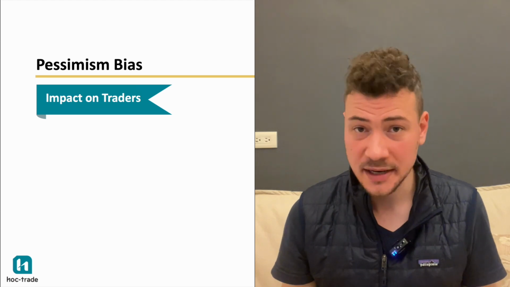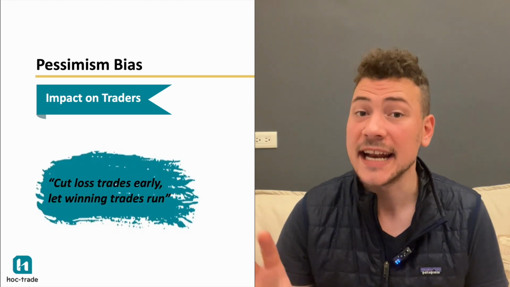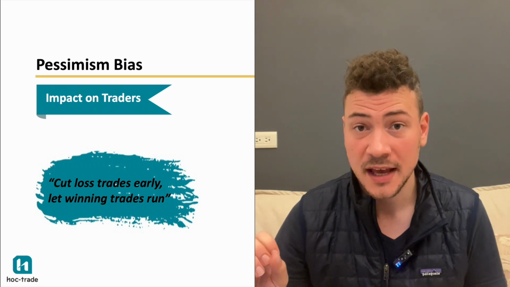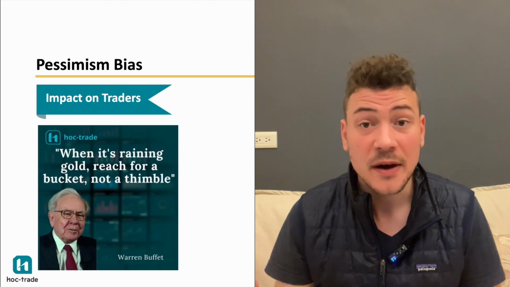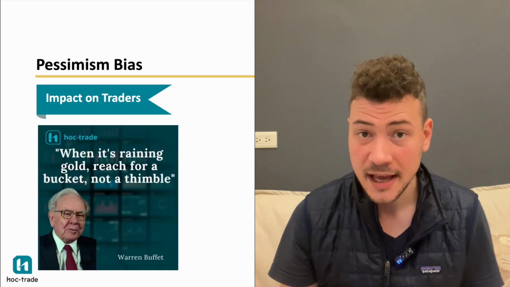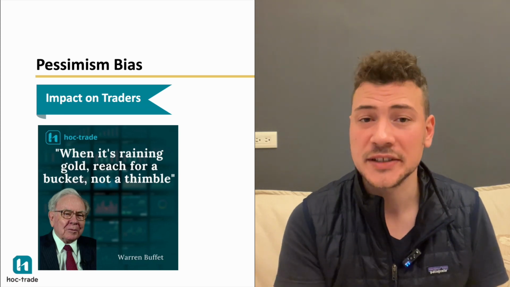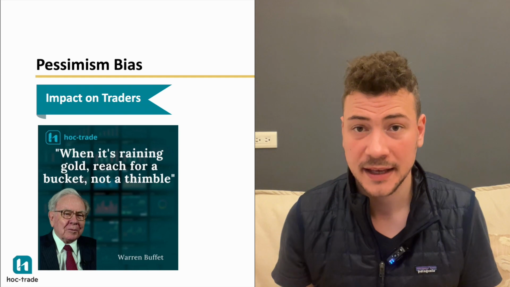Every trader learns in the beginning that the key to success is to cut your losses early and let your profit trades run. On the profit side, Warren Buffett also framed it nicely when he said, "When it's raining gold, reach for a bucket, not a thimble." All that means is that you as a trader should strive to win big when you're winning in a trade.